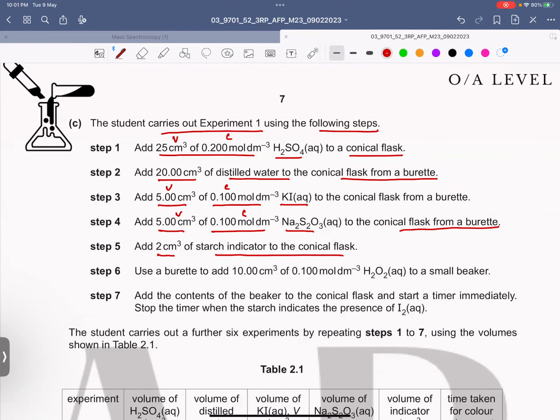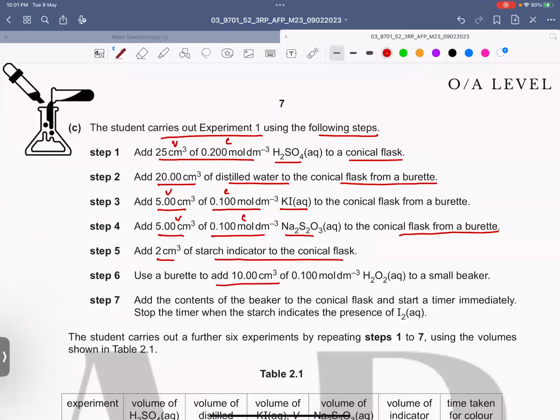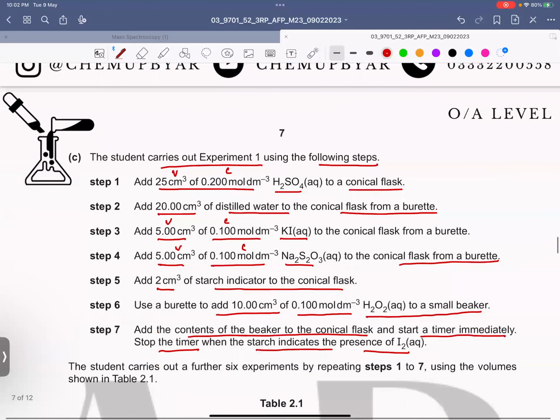Use a burette to add 10 centimeter cube of 0.1 mole per dm cube hydrogen peroxide aqueous to a small beaker. Add the contents of the beaker to the conical flask and start a timer immediately. Stop the timer when the starch indicates the presence of iodine. Remember that starch forms a blue-black complex with iodine. So when the solution turns blue-black in color, we stop the timer and record the time.